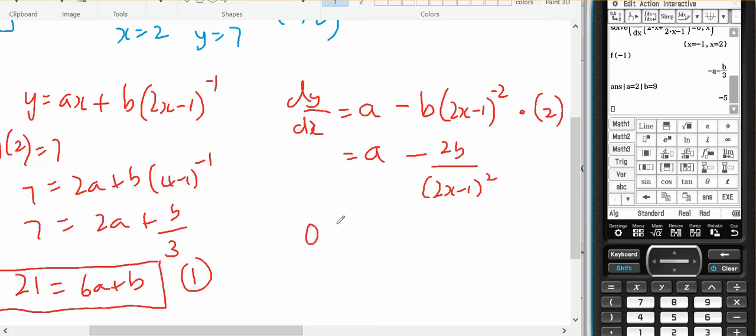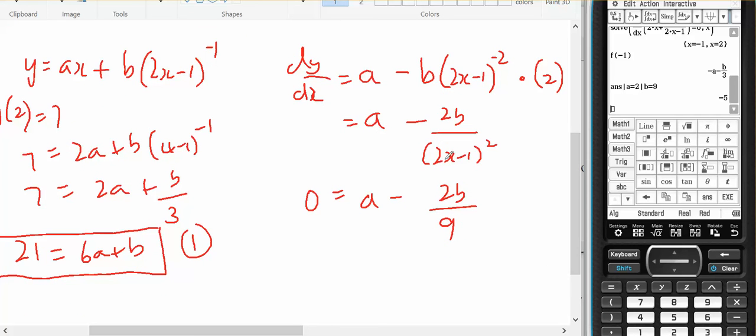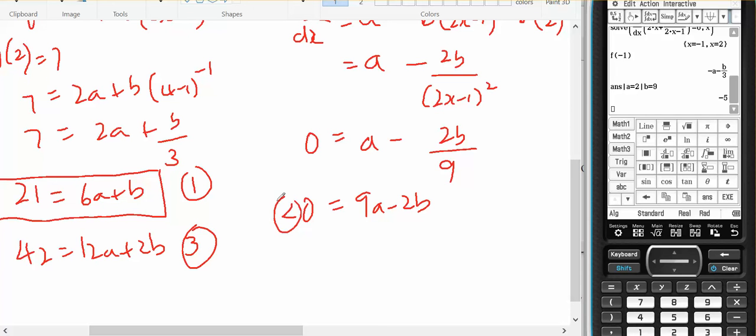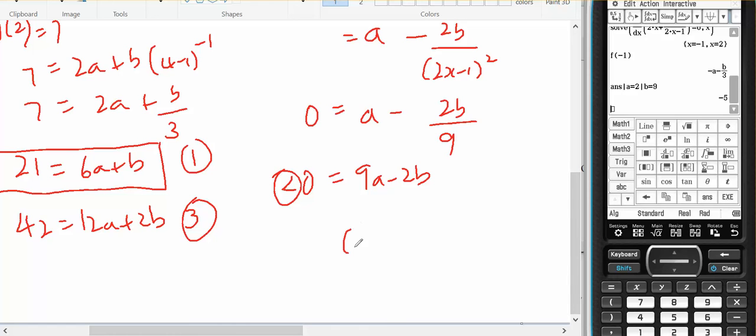And I know that that equals 0 when x equals 2. So (a minus 2b) on top of 9, because 4 minus 1 is 3, 3 squared. Multiply by 9: 0 equals 9a minus 2b. That's equation 2. And this, 42 equals 12a plus 2b, is equation 3. I'm going to add these two equations together: 0 equals 9a minus 2b, and 42 equals 12a plus 2b.